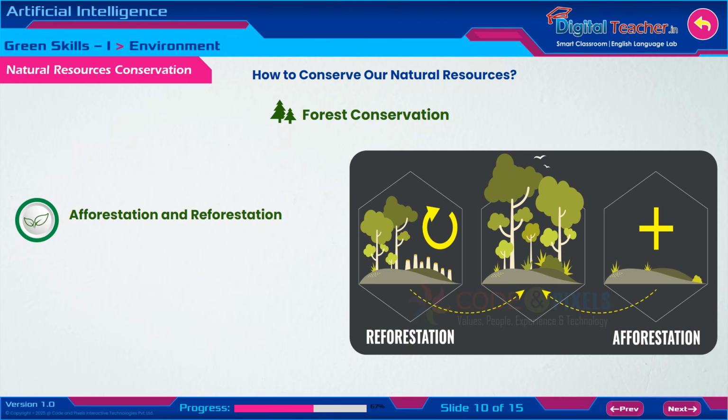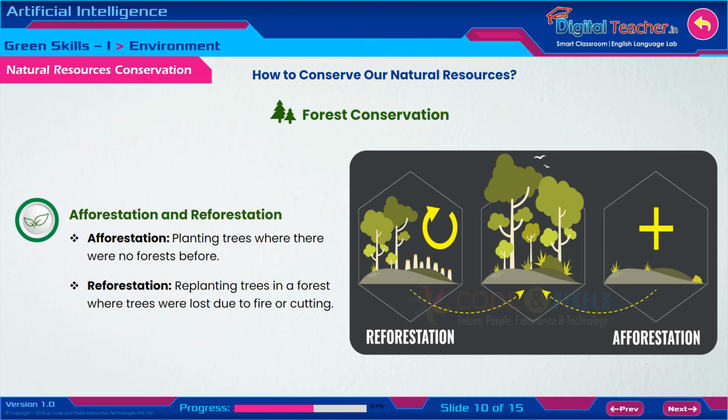Afforestation and reforestation. Afforestation is planting trees where there were no forests before. Reforestation is replanting trees in a forest where trees were lost due to fire or cutting.